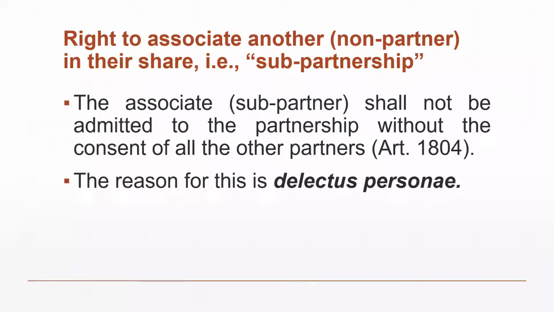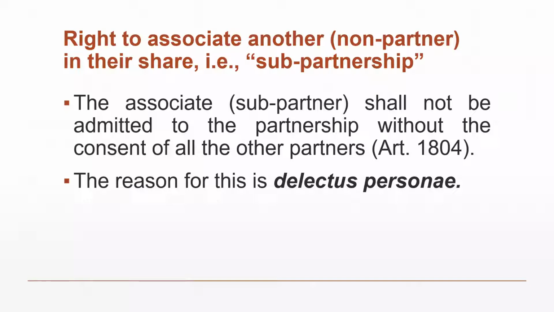So of course, itong associate na to, ang tawag natin dito, subpartner. Subpartner, hindi naman siya part talaga ng partnership. Itong subpartner na to na tinutukoy natin, this is a third person, a person who is not privy to the contract. And this relation between the assigner na partner, and this associate, itong subpartner, ang tawag sa relation na ito, ay subpartnership.